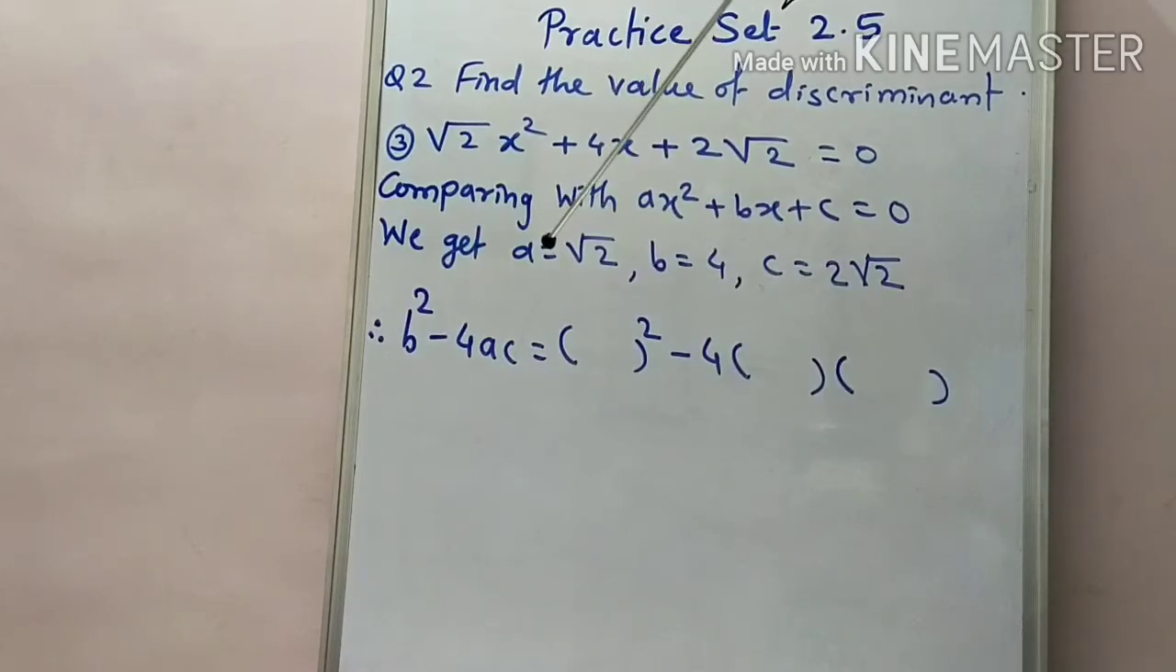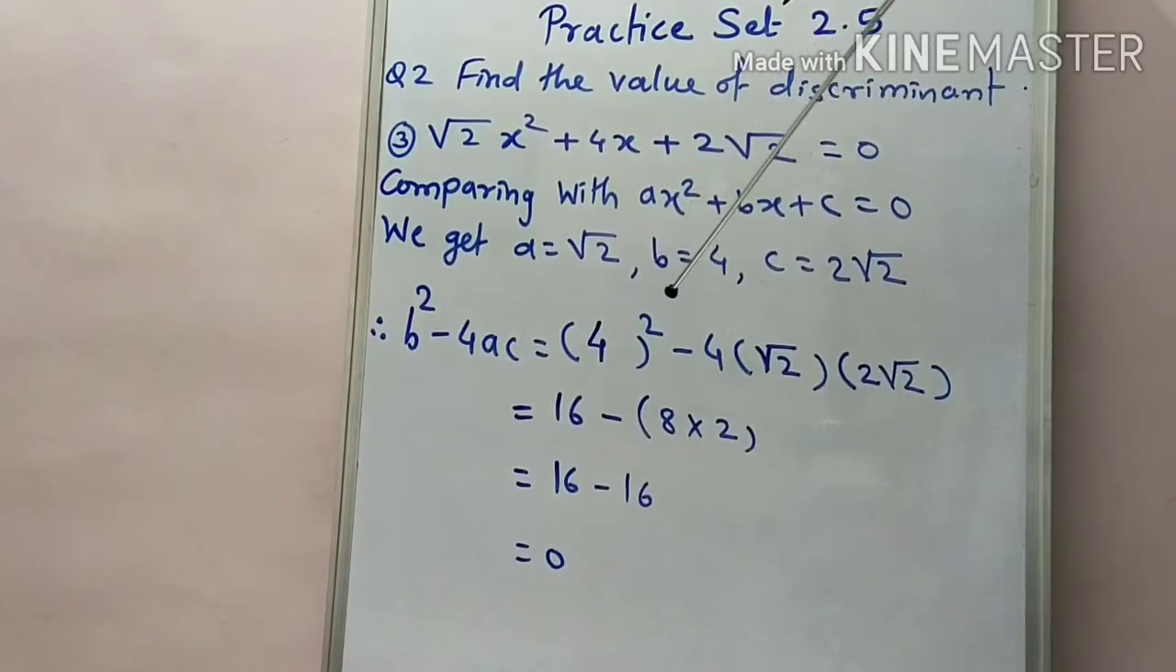So here we are getting the value of a is what? Root 2, value of b is 4, and constant term c is 2 root 2. And now for the discriminant b square minus 4ac, here we write down those particular values, the square of b means square of 4 minus 4 into root 2 into 2 root 2, and then we simplify it.